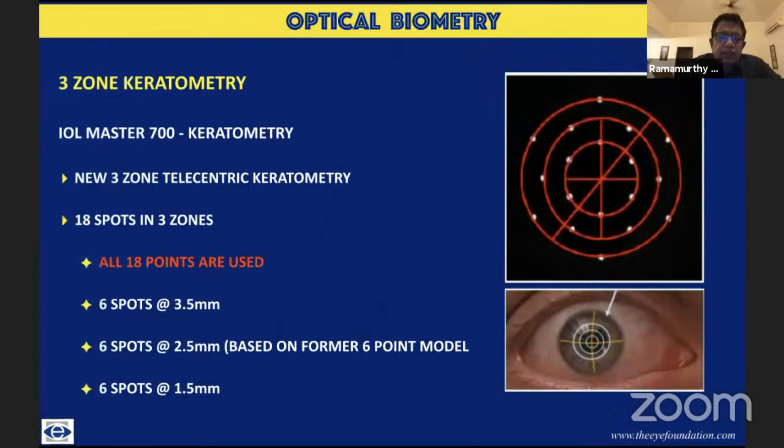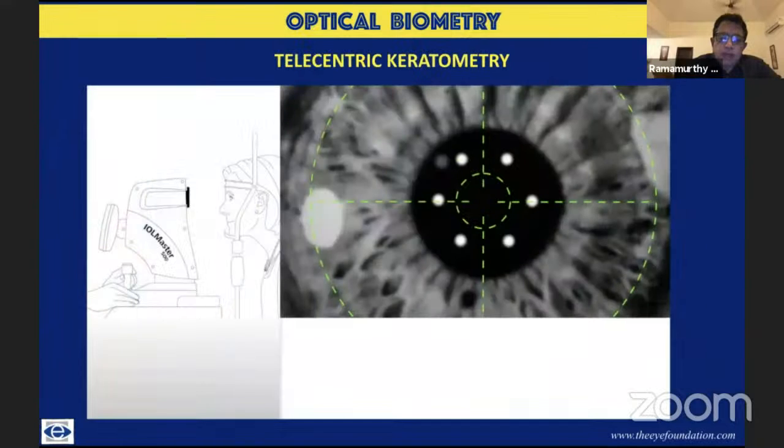But with the 3-zone keratometry that's incorporated with the IOL-Master 700, there are 18 points that are measured at 1.5 millimeter, 2.5 millimeter, and 3.5 millimeter. And this gives you an excellent idea about the keratometry. I find that I have virtually given up doing an auto K or a manual keratometry in these cases and go by the keratometry readings that are given by this particular instrument.